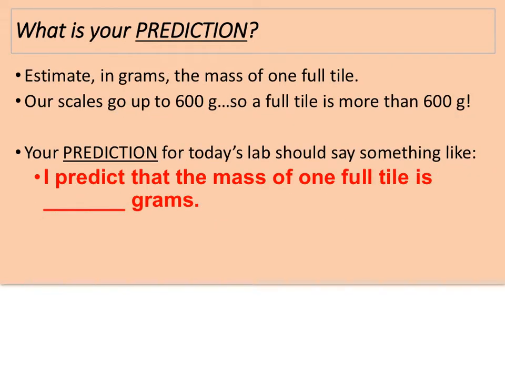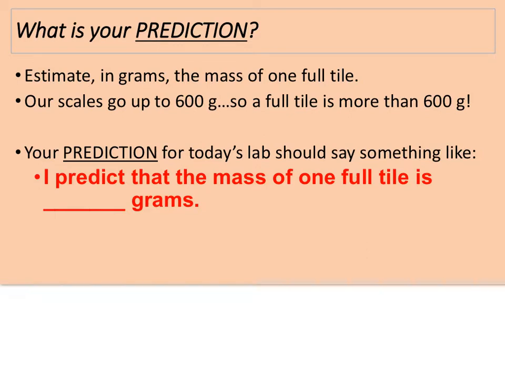The next section of your lab is titled Prediction. Prediction is where you are thinking about what is going to happen. In some cases, we might be making a hypothesis, but in this case, it's just a prediction. What do I think is going to happen? And I want you to estimate in grams the mass of one full tile. I will tell you that our scales can go up to 600 grams, so we know that a full tile is more than that since we can't weigh the tile on our scales.